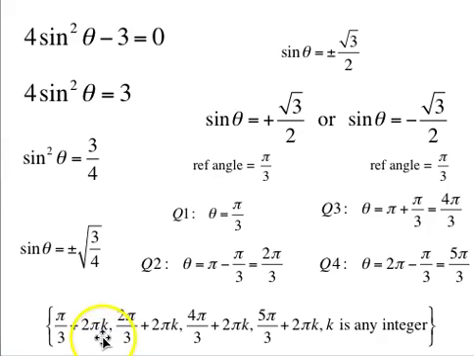But if I want to get all of them, I have to add 2 pi k. So pi over 3 plus 2 pi k, 2 pi over 3 plus 2 pi k, 4 pi over 3 plus 2 pi k, 5 pi over 3 plus 2 pi k, where k is any integer.